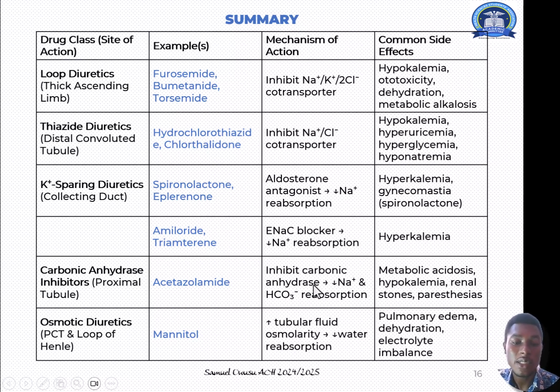And then we have the osmotic diuretics, which tend to act on the proximal convoluted tubule and the loop of Henle. And the prototype is mannitol. We can also have urea and glycerol, used in the management of glaucoma. They tend to increase tubular fluid osmolarity, which will decrease water reabsorption, and the side effects are that it causes pulmonary edema, dehydration, and electrolyte imbalance.